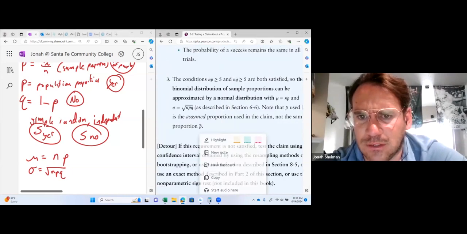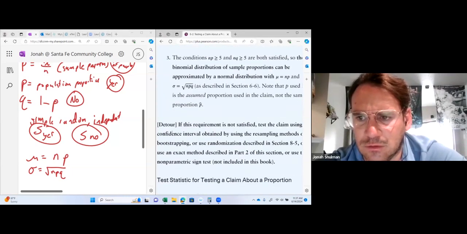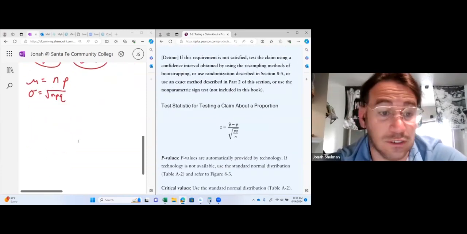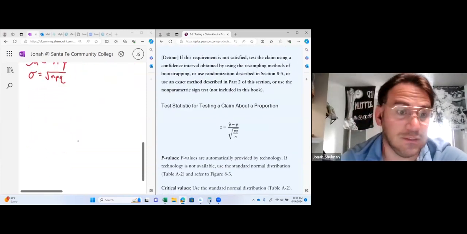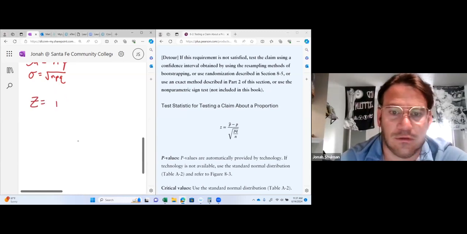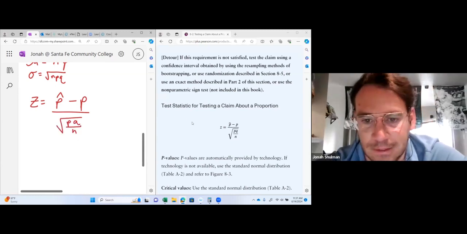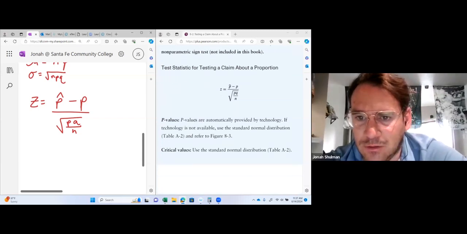If this requirement is not satisfied, we're not going to do the bootstrapping method. And here's this formula. I feel like I've done this formula a million times to get our z statistic: the percentage from our sample minus the percentage from the population, over the square root of p times q over n. Ta-da! The p-values are automatically provided by technology, or we could use the standard normal distribution curve.